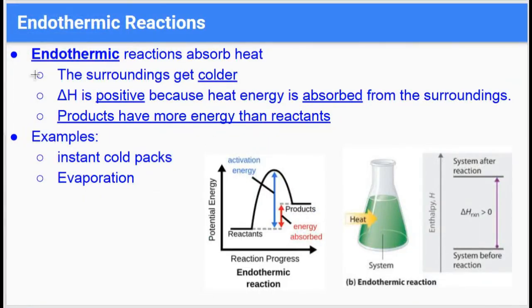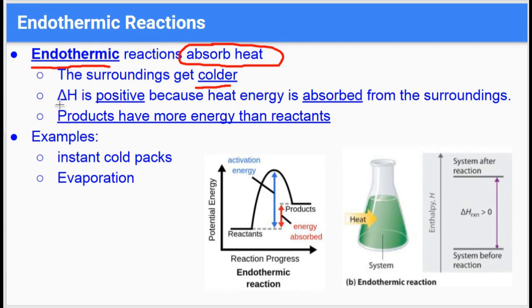All right, now here's an endothermic reaction, the opposite of exothermic. These are ones that don't release heat to the surroundings, but they absorb heat from the surroundings. So it's going to take heat from the surroundings and add it into the system, add it to the chemical reaction. So the surroundings will get colder. So if you have an ice pack that you crunch up and then you shake it up and it turns really cold, that would be an endothermic reaction that's occurring inside that bag.